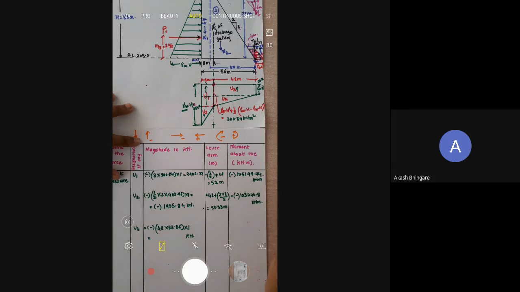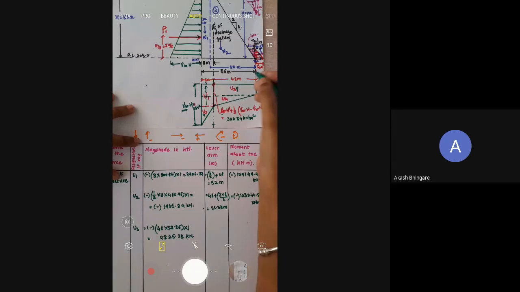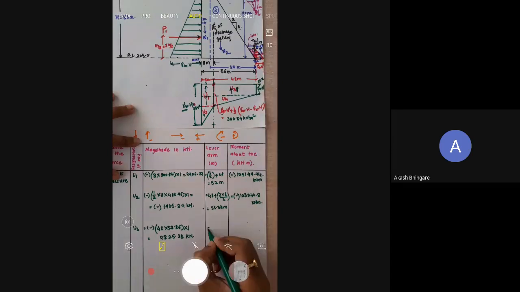Okay, next one, U3 now. Okay, the value is 2825.28, correct? 2825.28. Okay. Now lever arm distance. A rectangle is there. Now what will be the lever arm distance to take moment about toe? It will act at its CG. So I have drawn it somewhat slightly outside there. So it will be at its CG. Yes, correct. Shweta, it will be at a distance of 24 meter from toe.